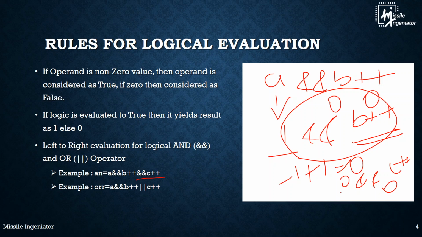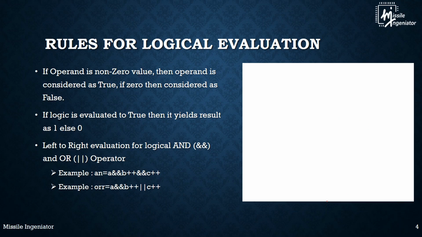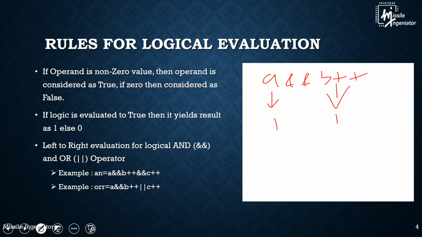To get the logical operation value as 1, we have to evaluate all the values as true for an AND operation. For that, in a ampersand b plus, b plus has to be a non-zero value, as 1 or any non-zero value, and a also a non-zero value. So when you do an AND operation between them, you get the value as 1.